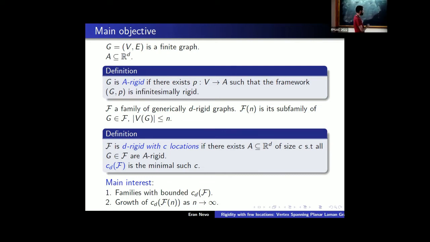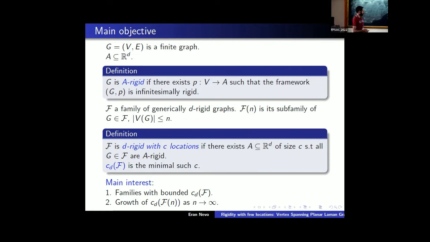So we say that this family of graphs F is D-rigid with C locations if you can find a subset A of R^D of size C, such that every graph in this family is A-rigid. And now we try to make this C as small as possible. And so this we call C_D of the family. That's the minimal C that works.